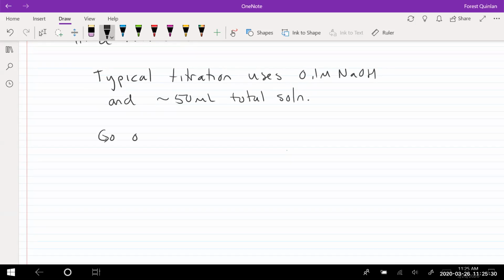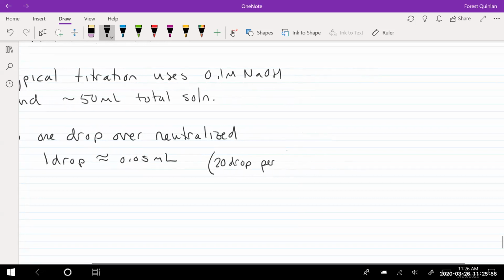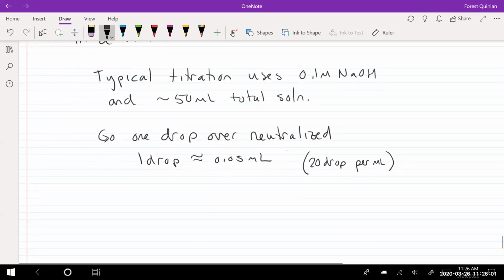Let's go one drop over neutralized. One drop is approximately 0.05 mils. There's about 20 drops per mil. Okay.